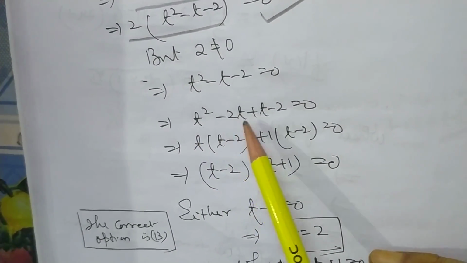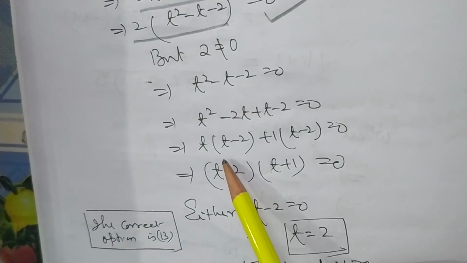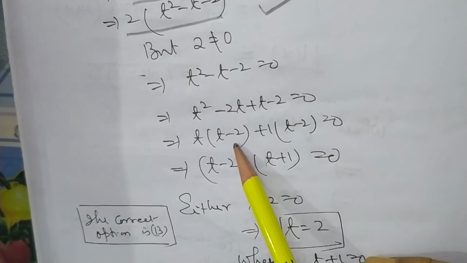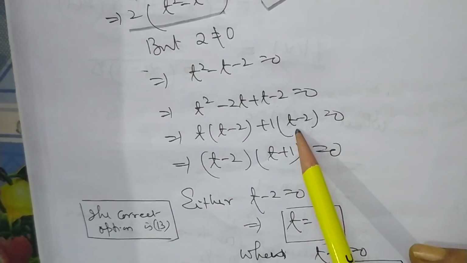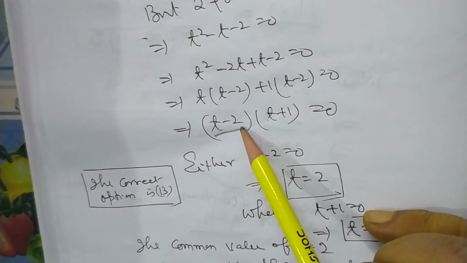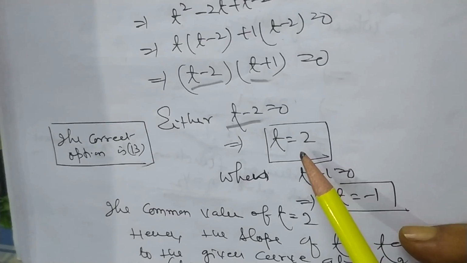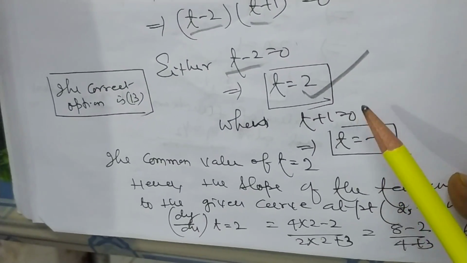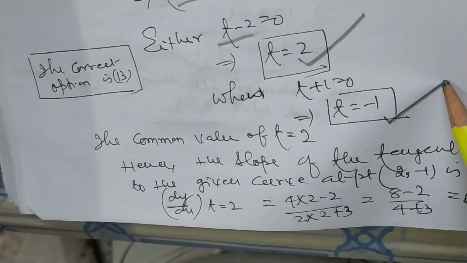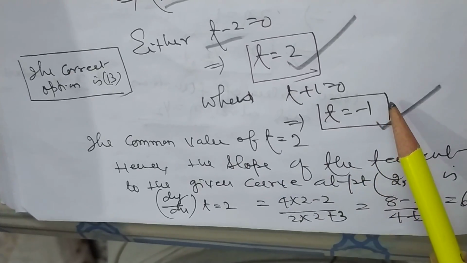That is t² - 2t + t - 2 = 0. By taking t common, t(t - 2), and by taking 1 common, it is (t - 2). So it is (t - 2)(t + 1) = 0. Either t - 2 = 0, that is t = 2, or t + 1 = 0, that is t = -1. The common value of t is 2.